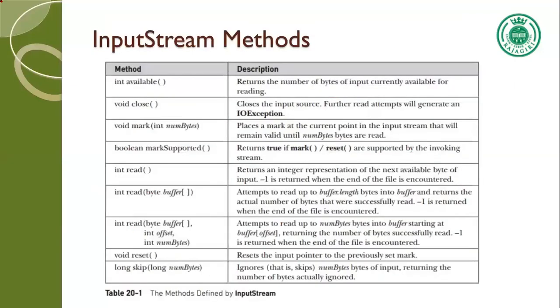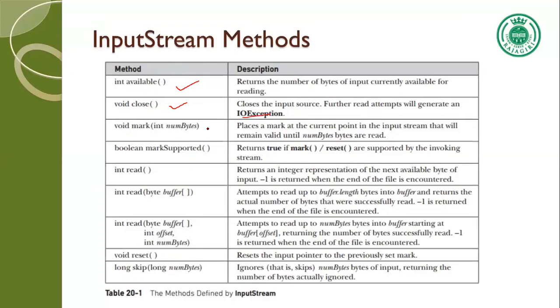Now, these are the various input stream methods available. Please have the methods. You need not write the descriptions. You have something called available. Available gives you the number of bytes which are available for reading. Close is to close the input source. Once you close it, you cannot read again. In case you close it and then try reading from it, you will get an IO exception.